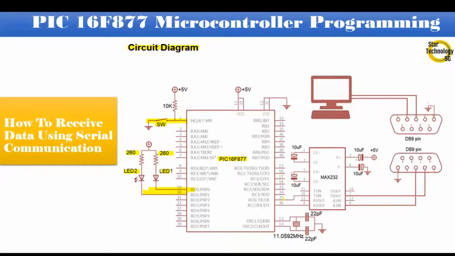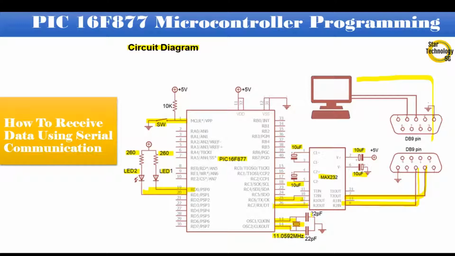Pin RC6 and pin RC7 are interfaced with MAX232. Here are the capacitors interfaced with MAX232. The value of the capacitor is 10 uF. And the output of MAX232 is interfaced with the DB9 pin connector, and the other side of the DB9 is interfaced with the PC serial communication. Pin numbers 13 and 14 interface with an 11.0592 MHz crystal.